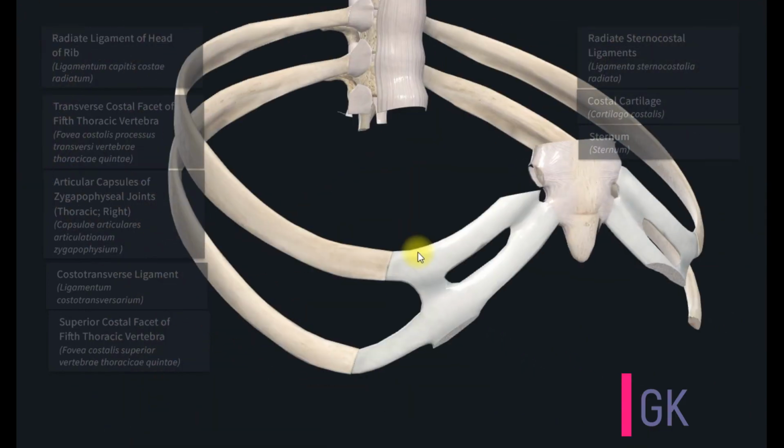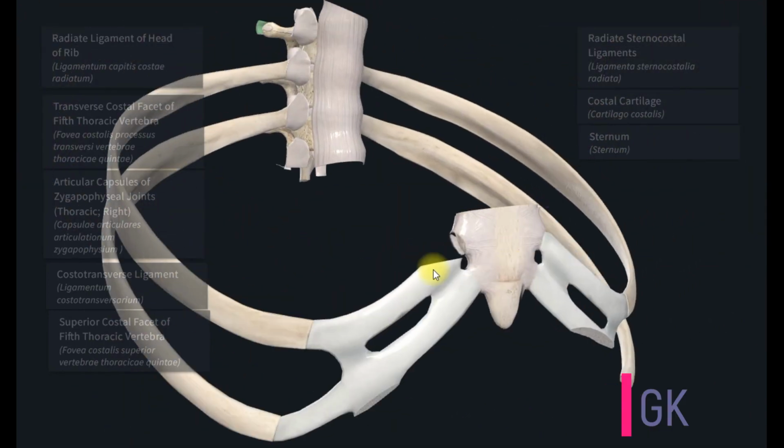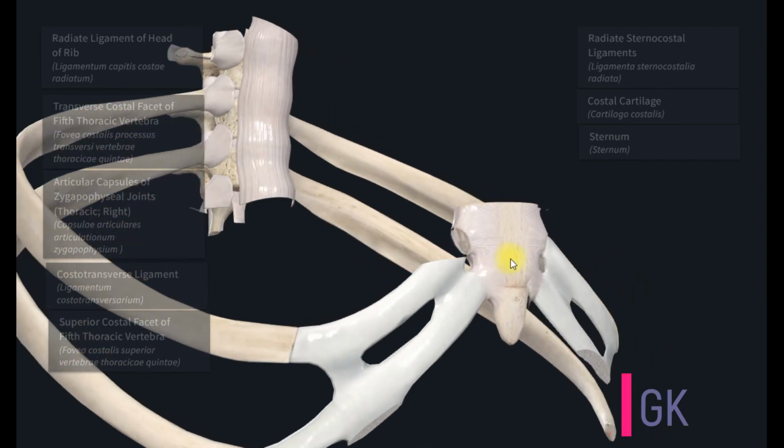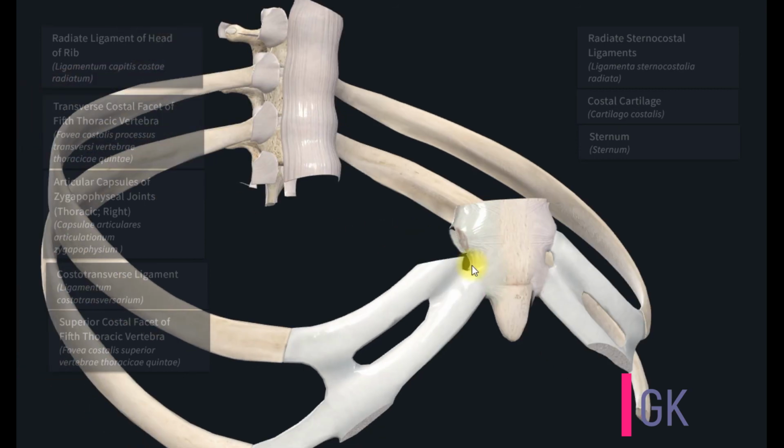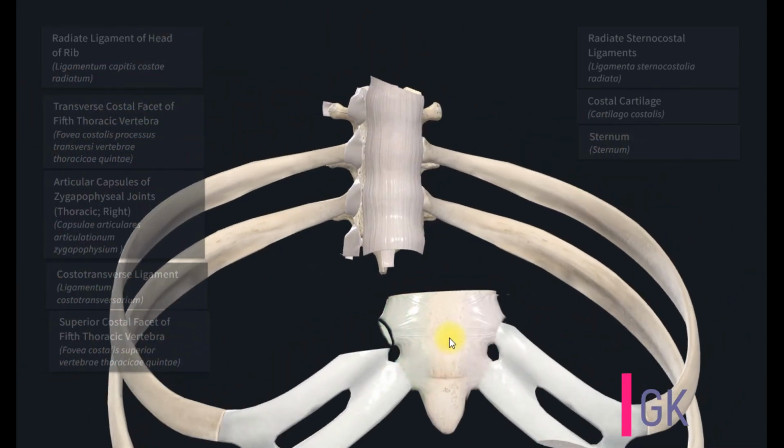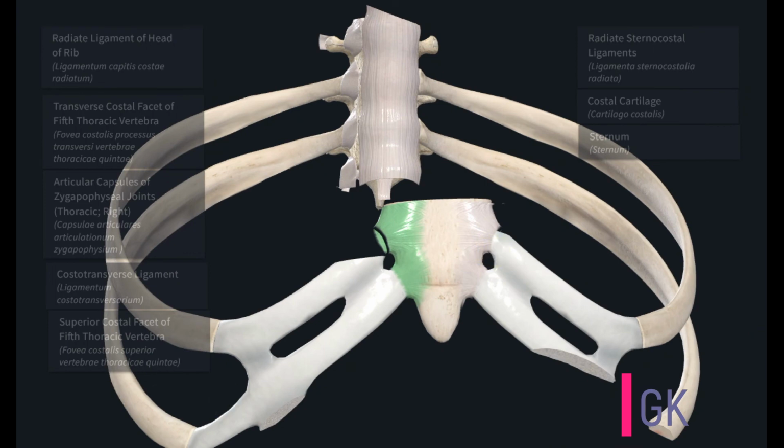Okay, next, the connection between the sternum and rib. This type of connection is called diarthrosis, and this type of joint is also reinforced by the radiate sternocostal ligament, which forms the sternal membrane.